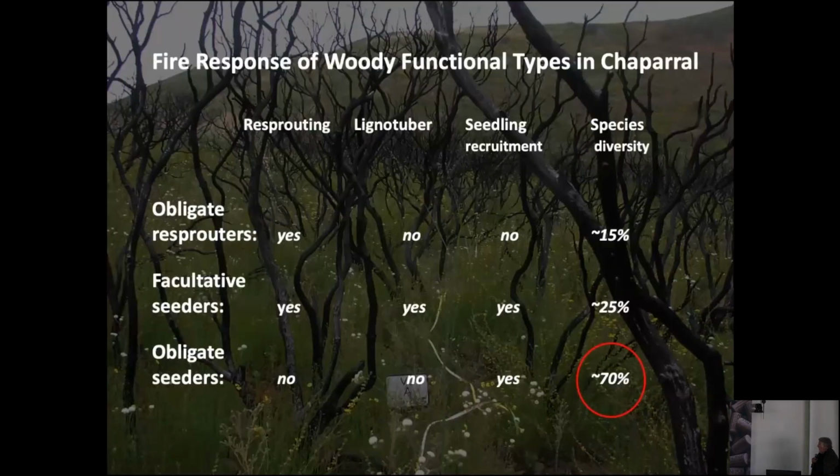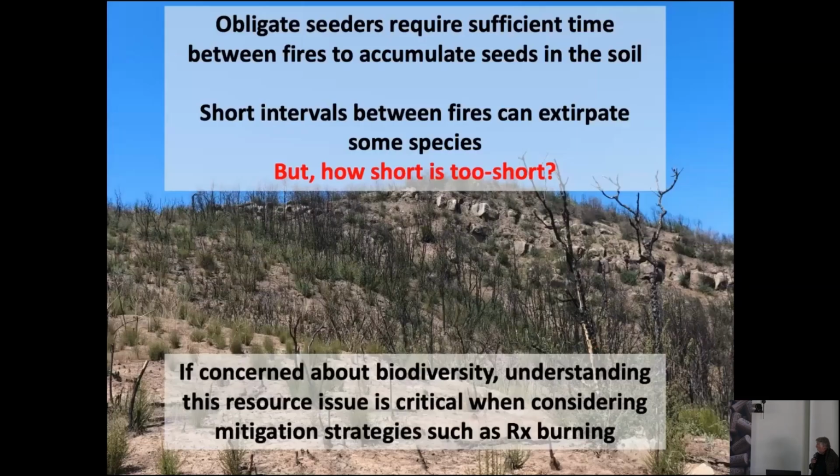Okay. An important thing related to what I'm going to talk about today is the diversity of different functional types in chaparral. The point that's particularly worth noting is that obligate seeders comprise about 70% of all the shrub species in chaparral. So in terms of biodiversity, it's an extremely important part of our chaparral flora.